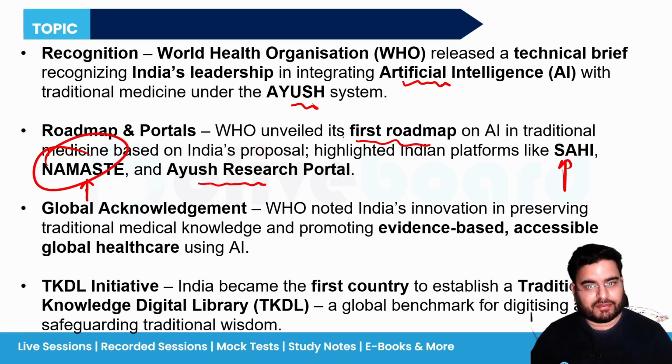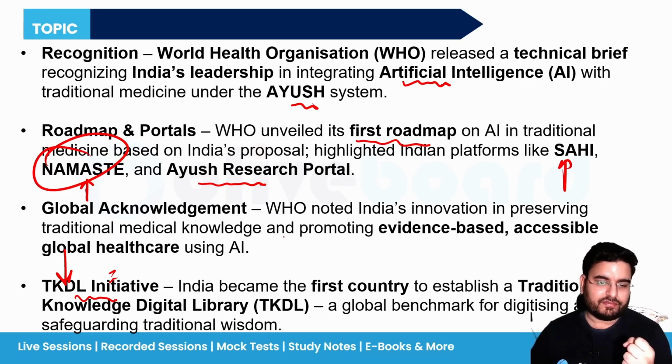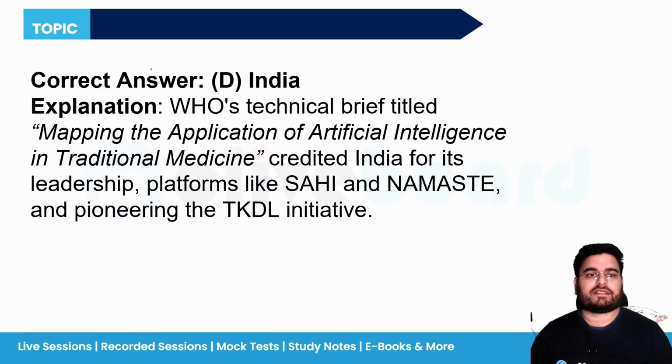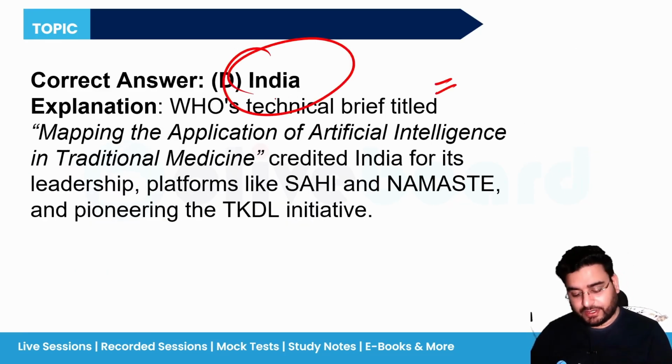So please remember it is related to the traditional medicine system. Got it? Also, India has this Traditional Knowledge Digital Library, which is the first of its kind. India is the first country to establish a proper digital library of all its traditional knowledge. Got it? So the correct answer is India. We are doing really good in the traditional knowledge segment.